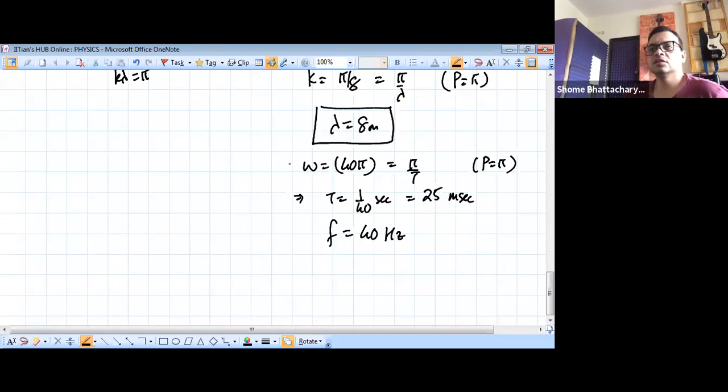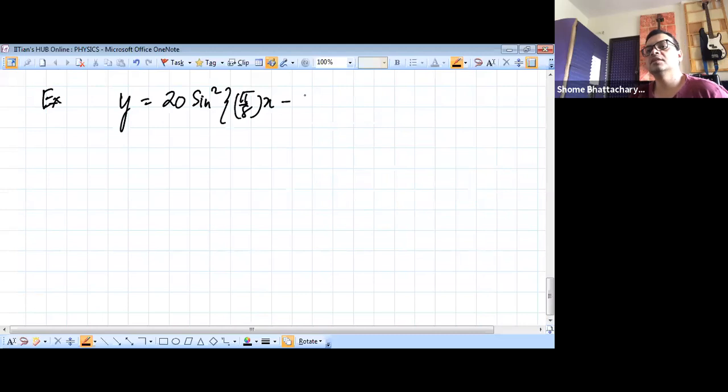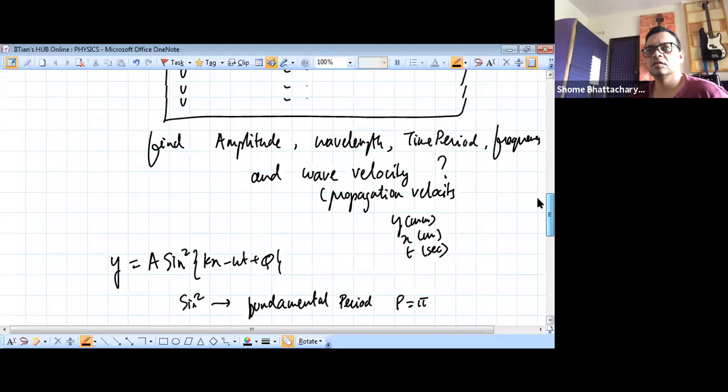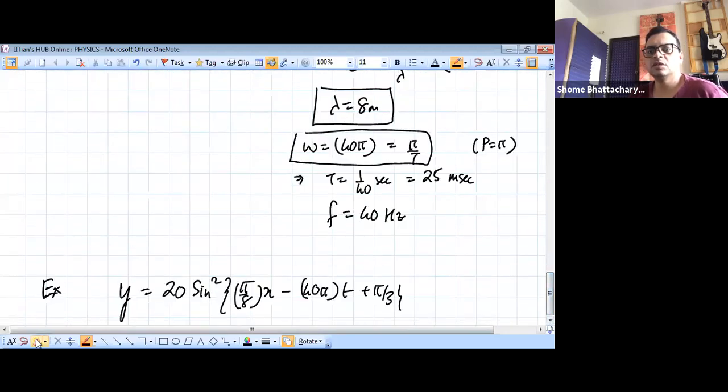Okay, people, so understood this thing. Because it is a sine square function, for example, if you were to plot this function, 20 sine square of pi by 8x minus 40 pi t plus pi by 6. Pi by 6. So suppose I was to plot this.